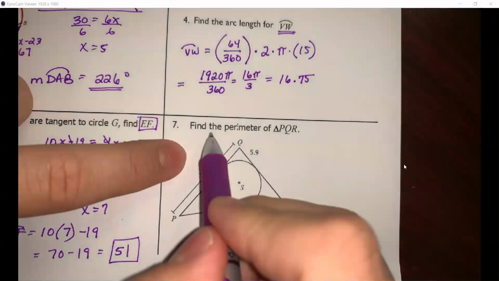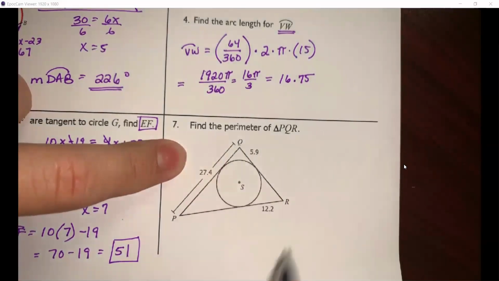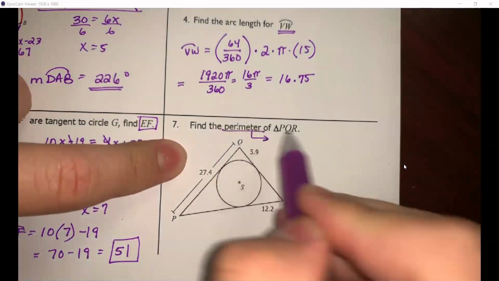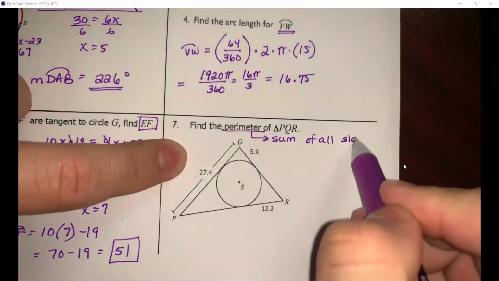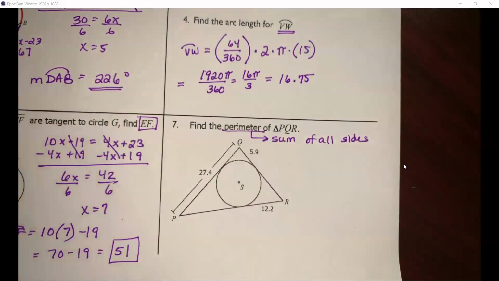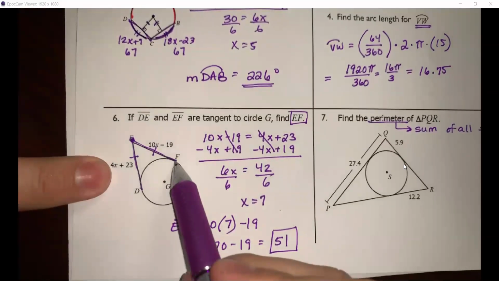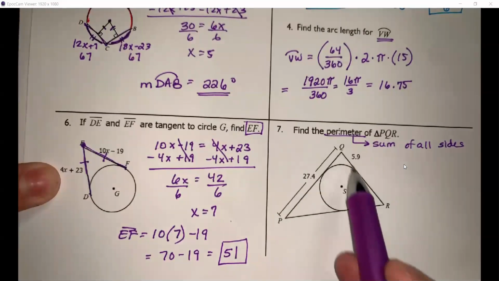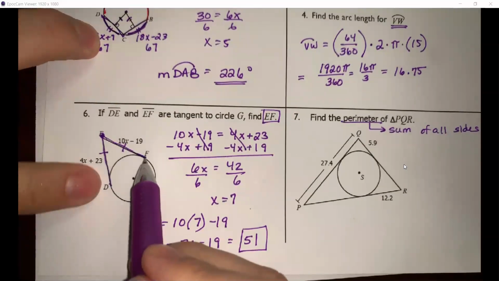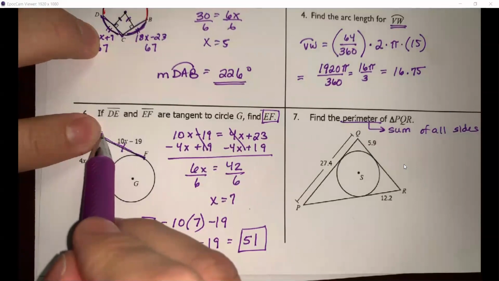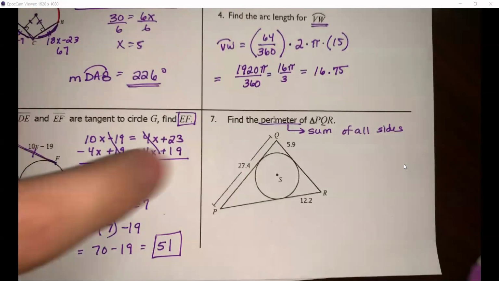So anyways, for this one, it says find the perimeter of PQR. Hopefully you remember that the perimeter is the sum of all the sides of a figure. Like I established earlier, if I have two tangent lines that meet at some point outside of the circle, then those two sides are the same. And it's no different for this one.